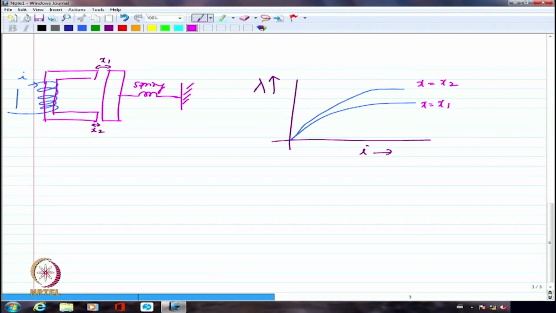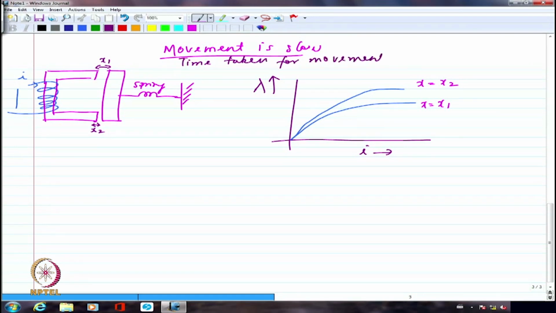So let me take a case where the movement is slow, which means the time taken for movement is much higher than the electrical time constant, so that I would not see much variation in the current at all, right?